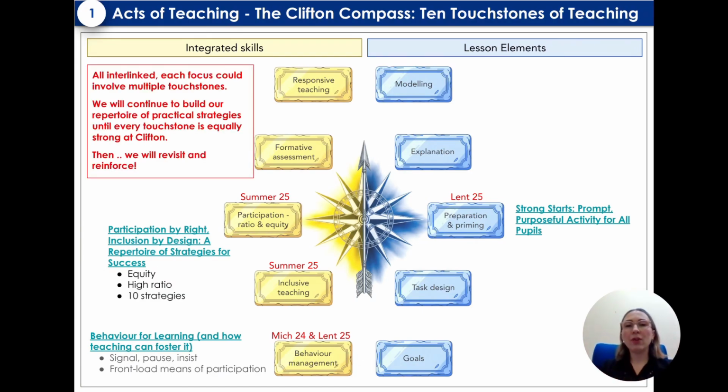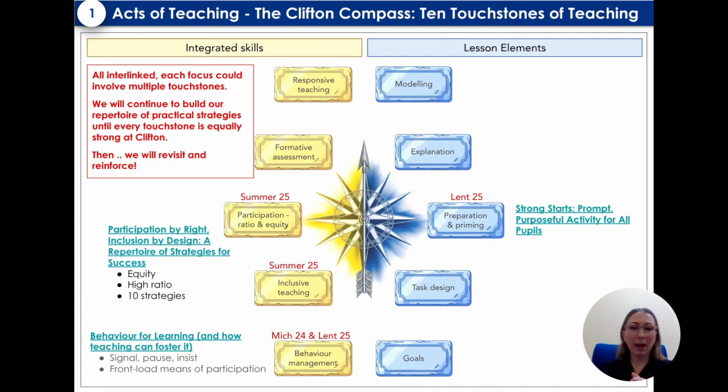These touchstones are set. We are going to work our way up from foundational to less foundational potentially. Obviously, the strategies that we work on every term don't fit neatly into one touchstone because everything is interlinked in teaching. We are going to keep working on these as the years pass because these are evidence-based touchstones.